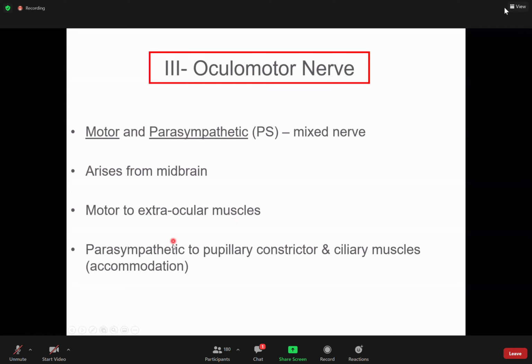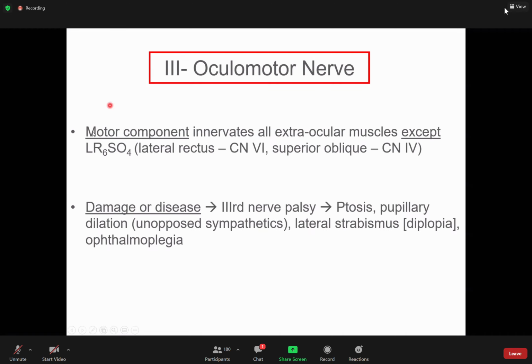It has a parasympathetic component, which is important for pupillary constriction, and it also supplies the ciliary muscles. And these ciliary muscles are important for making the lens more convex and in the accommodation reflex. The motor component of the oculomotor nerve innervates all extraocular muscles except the LR6 and SO4. LR6, that means lateral rectus, is supplied by the 6th nerve, and the superior oblique is supplied by the 4th nerve.